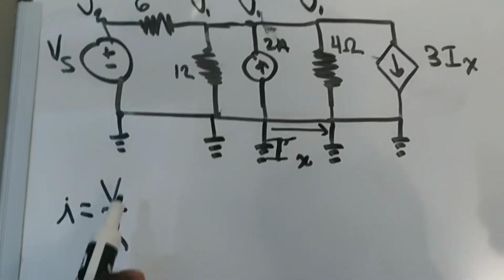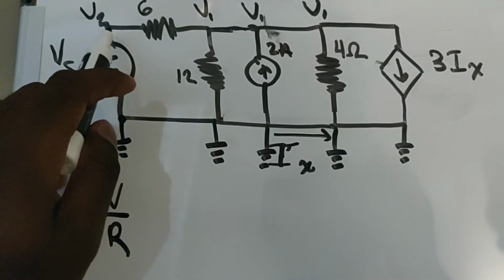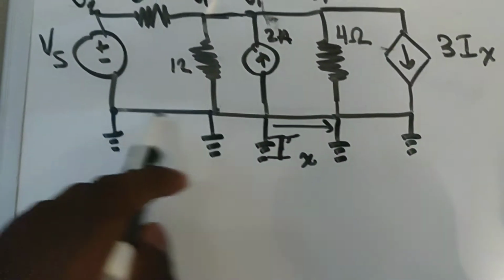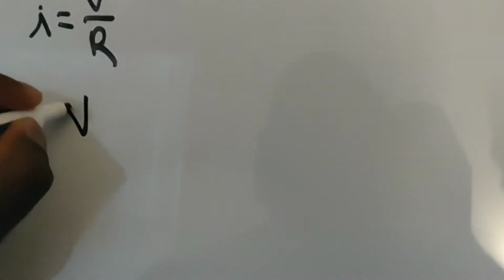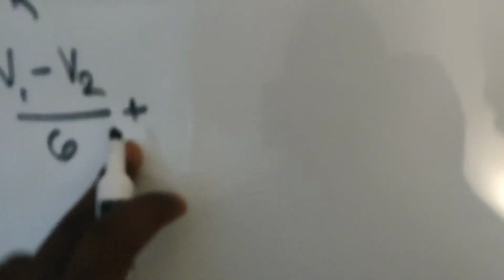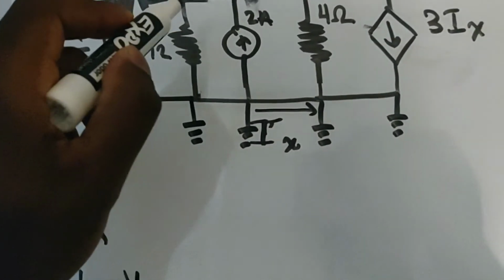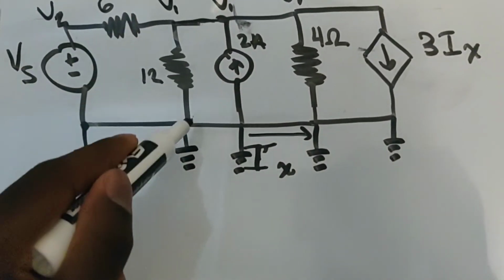to be the voltage at this potential minus the voltage at this potential divided by the resistance in this branch. And the resistance in this branch is only 6 ohms. So here we go. So we have V1 minus V2 divided by 6. And then we're going to have a plus there. And in this next branch, we're going to have the voltage here divided by the resistance in this branch.